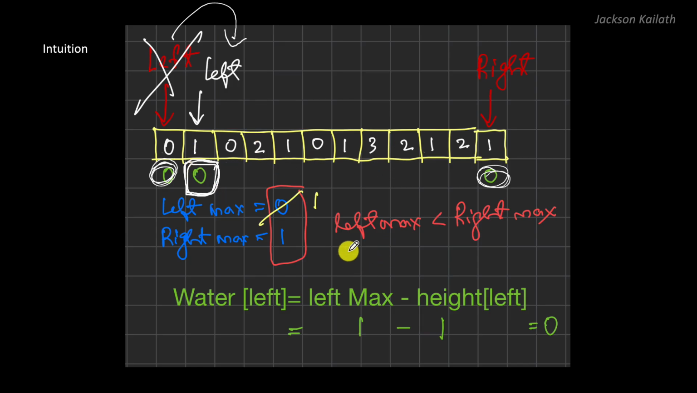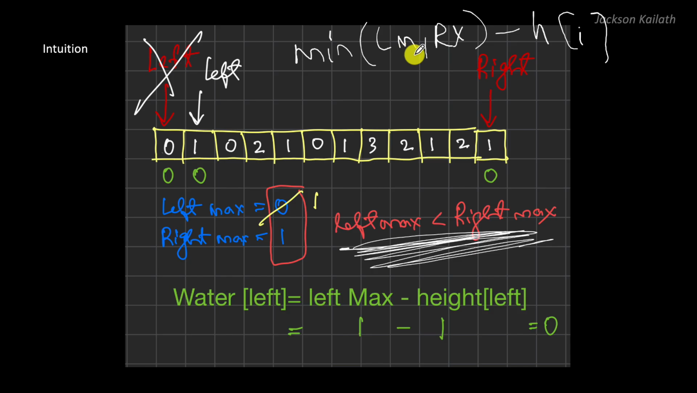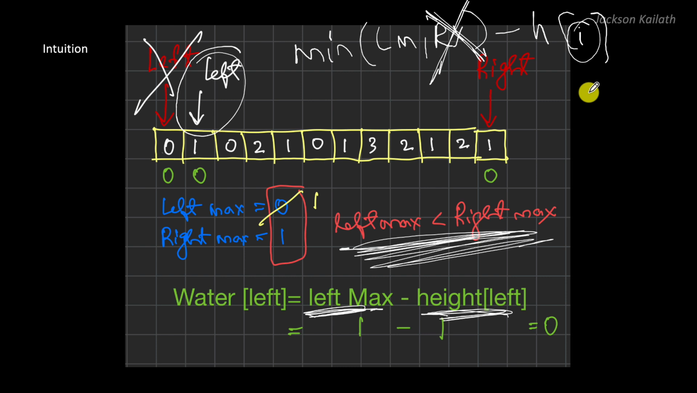We know that left max is less than right max. Okay, and therefore in our formula, like we had minimum between left max and right max minus height at index i. And over here, we know left max is less than right max. So we don't need to consider right max because left max is the smaller value. And that's why water that can be stored at this particular position will be left max minus height at left. And again, left is just the position. So instead of i I have left.